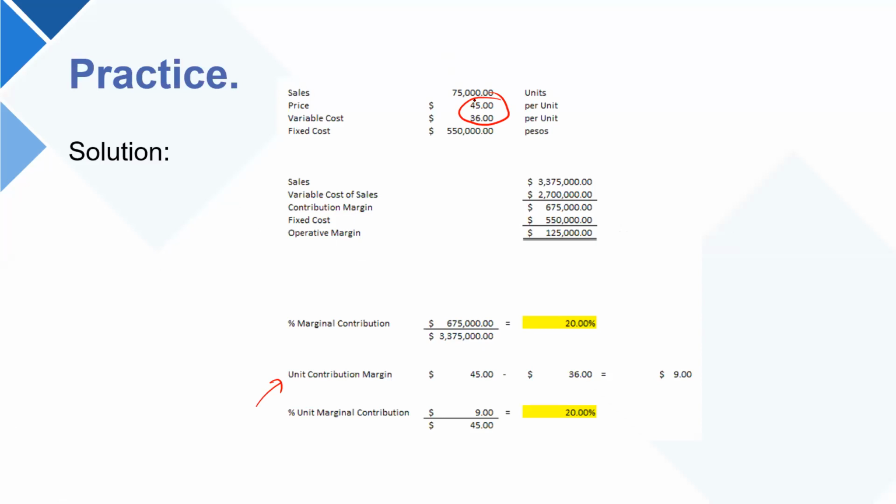And why do we have these two methods? Because you can get to the same result by the units or by the total analysis. Okay, so the idea is that you guys know how to do both.